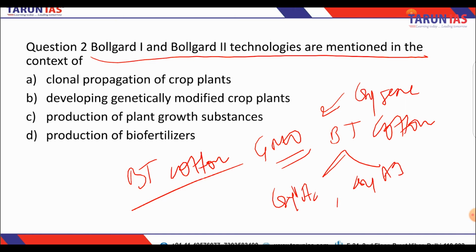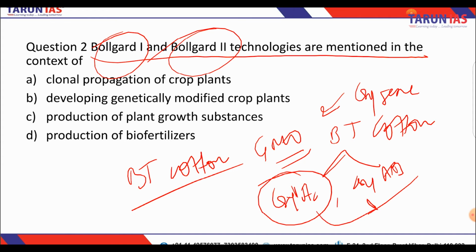Alright. In Bollgard 1 variety, only cry1AC is used. However, in Bollgard 2 variety, both the genes from the Bacillus thuringiensis, which is a soil bacteria, are used. Alright. So basically, these technologies are mentioned in the context of developing genetically modified crop plants. Therefore, B will be our correct answer.